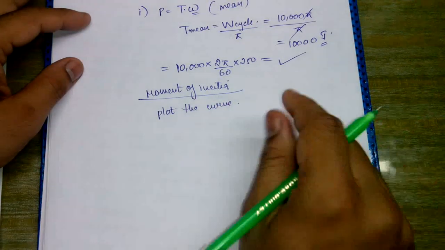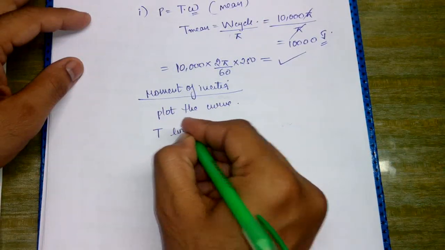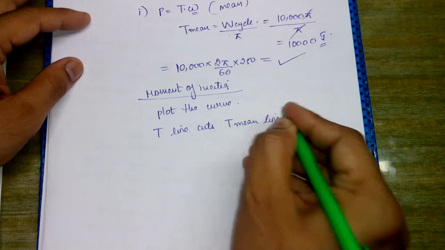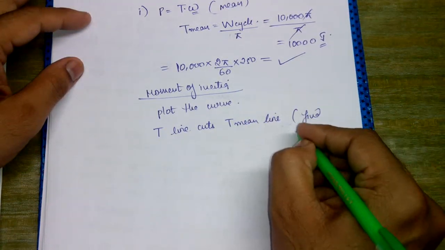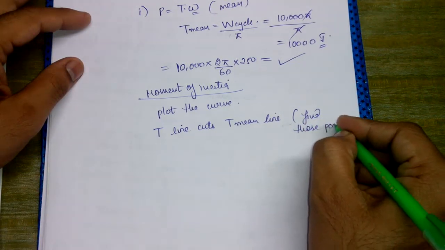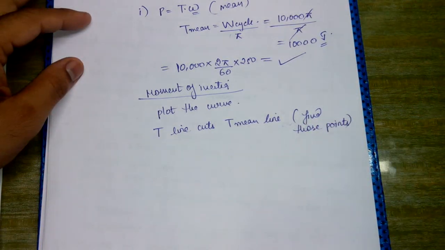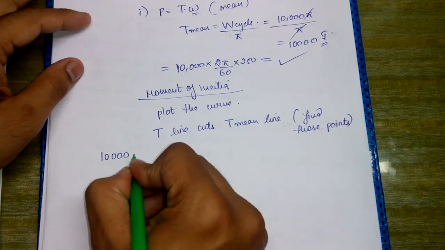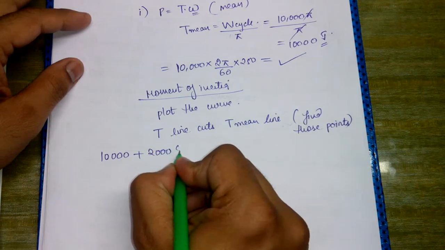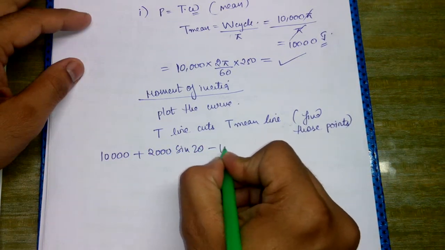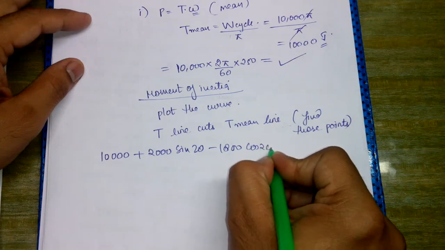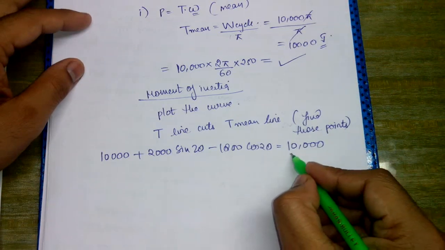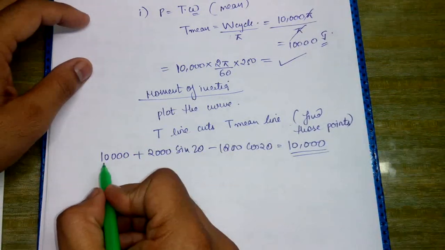And we will find those points where the T line cuts the T mean line. So we have to find those points. All those points can be found by 10,000 plus 2,000 sin 2 theta minus 1800 cos 2 theta equal to 10,000. This is actually the value of T mean, and this was the value of T.